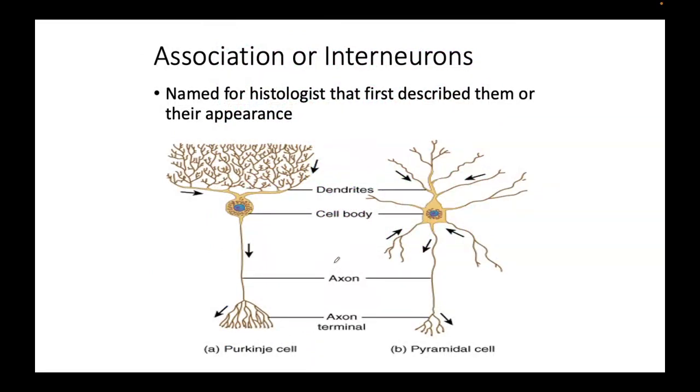Now, sometimes they're also named by the person's ego, the histologist, Dr. Purkinje. These are Purkinje fibers named after the histologist. And sometimes they're named by their appearance because this looks like a triangle or a pyramid. They're called pyramidal cells.